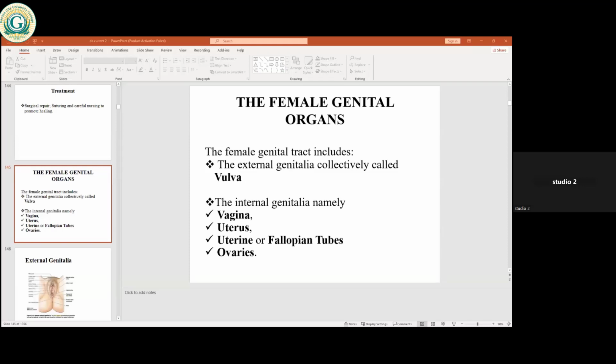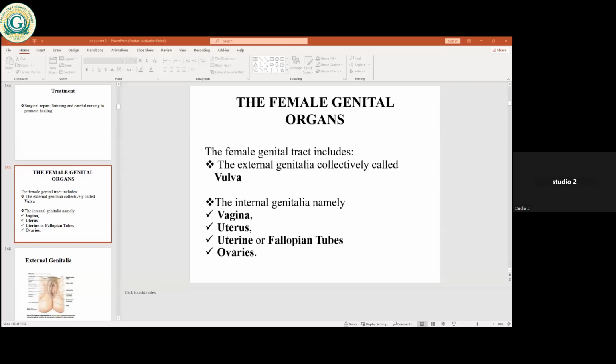Let me recap what we did last week. The female reproductive system is made up of two different genitalia. We have external genitalia and internal genitalia. The external genitalia is what we see when a woman normally goes naked, including female children. The internal genitalia is not seen like that unless you actually displace the external genitalia.